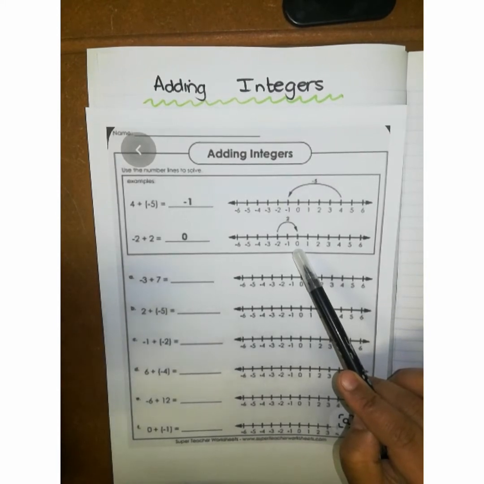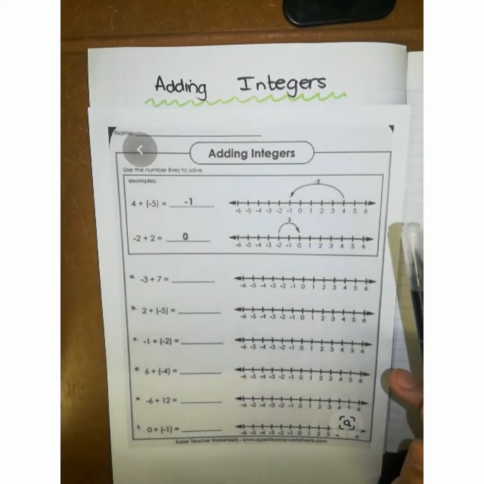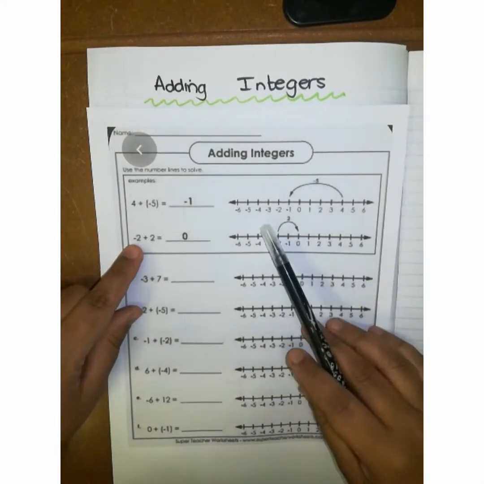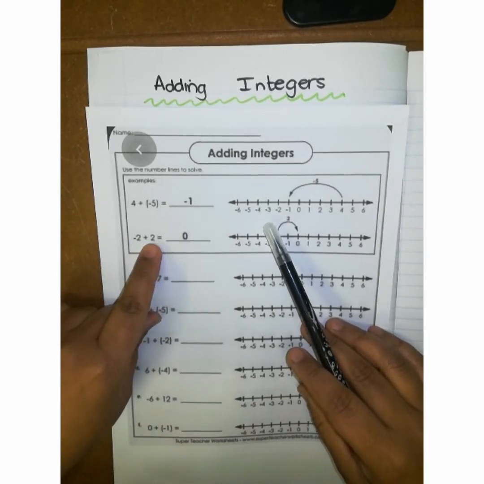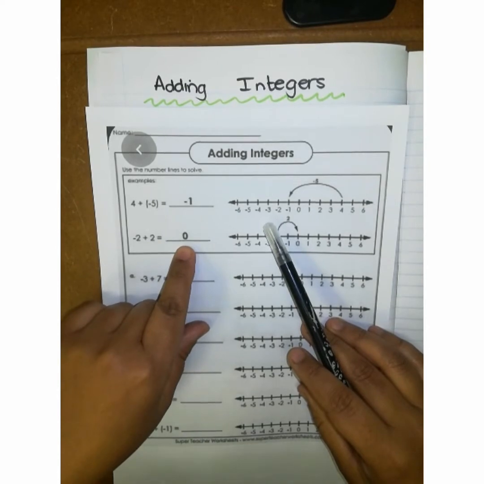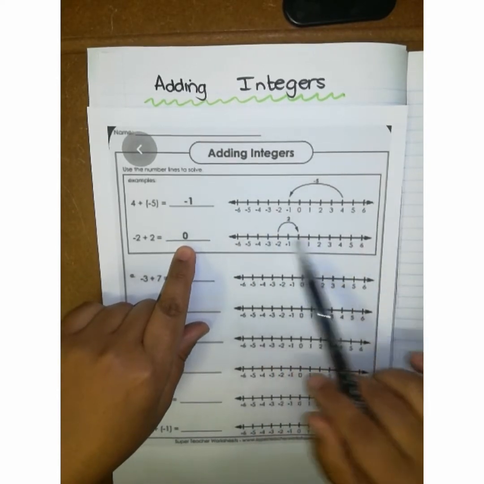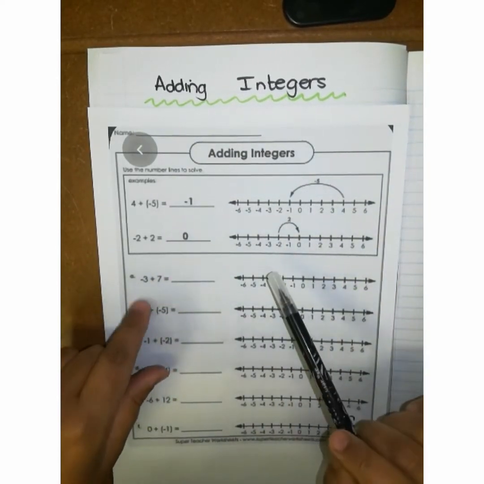Does it make sense? Think about it. I owed somebody 2 rand. Now I have 2 rand to pay them. So I go along and I pay them. How much are you left with? 0. We can use a number line to make sense of it.